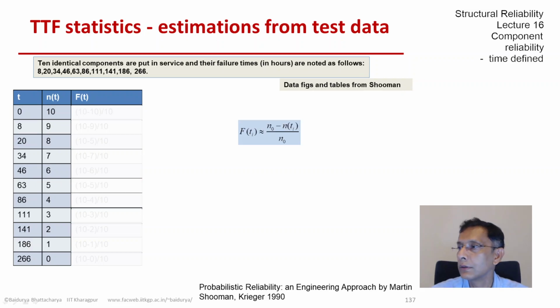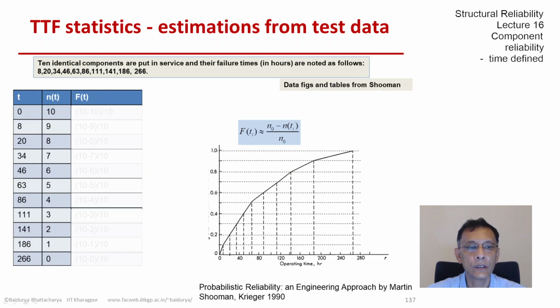So this is how we are going to do the estimation. It is the number of failed units, N0 minus NT, over N0. So let's take it up one by one. I've also taken the graph from Shooman's book for this problem. You see the CDF curve there, but we are going to derive this point by point so that we understand the process.